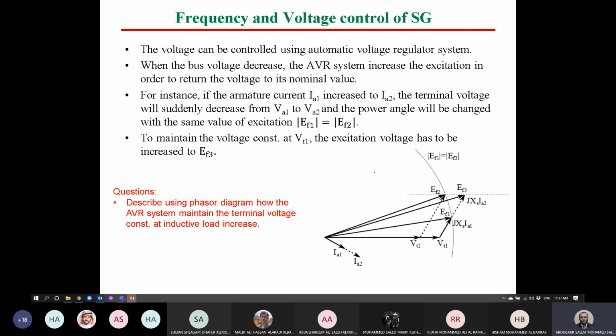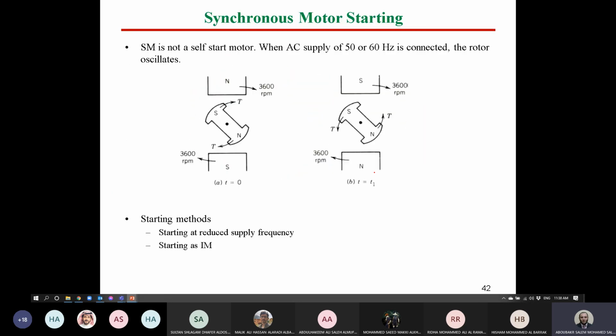So now, we agreed together we have two main systems that are used in power plants in order to control the synchronous generator operation, which are the AVR system and the speed governor. I wish that both of these systems are now clear for you.